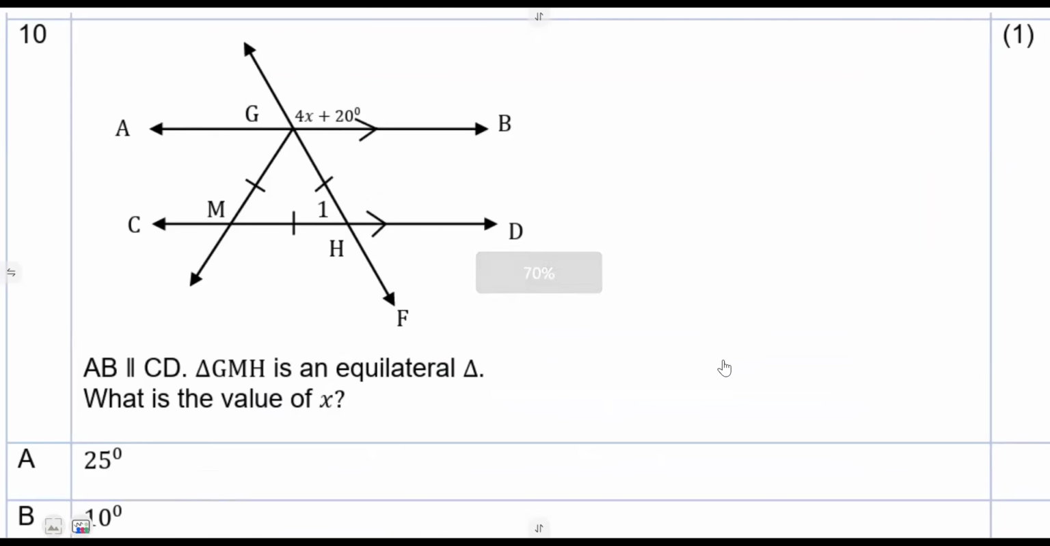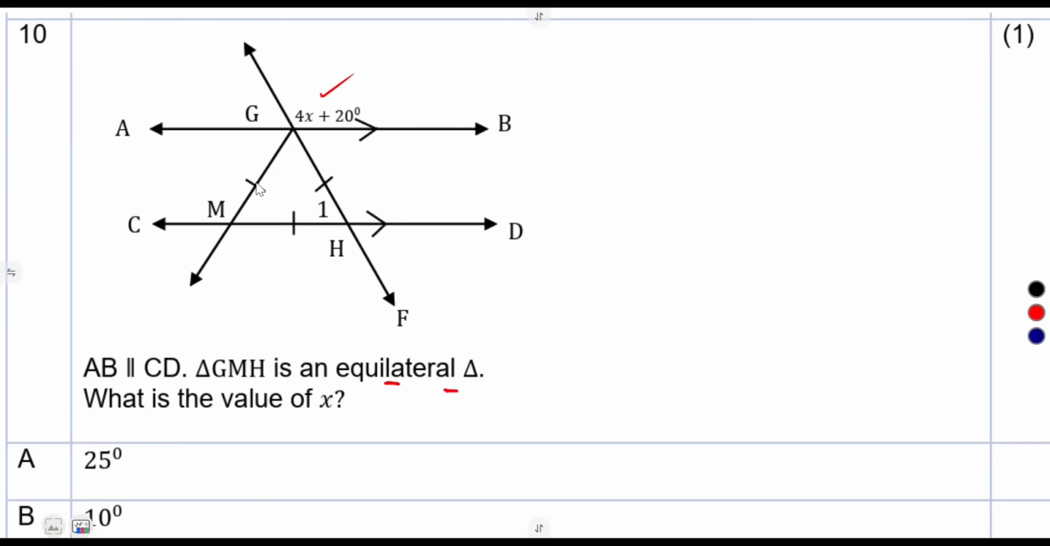Then number 10, AB and CD parallel to each other. AB and CD, they are parallel as we are given. Then triangle GMH is an equilateral triangle. What is the value of X? All right, X is here, okay?